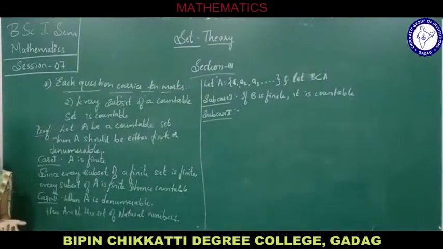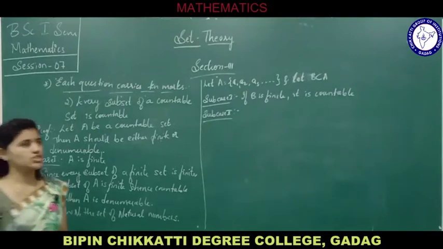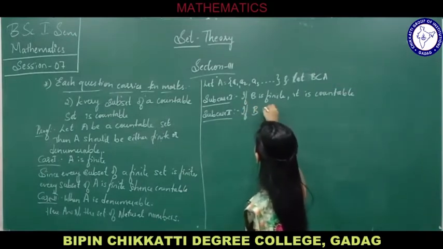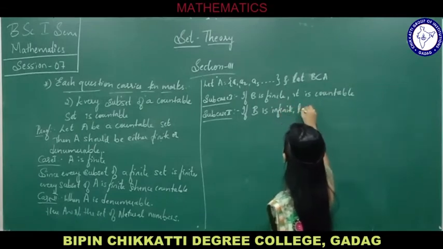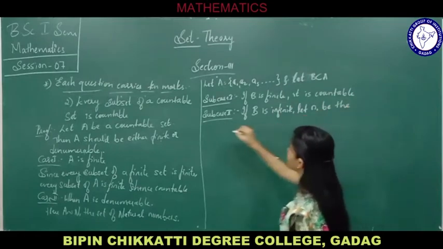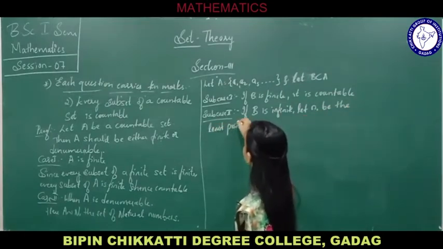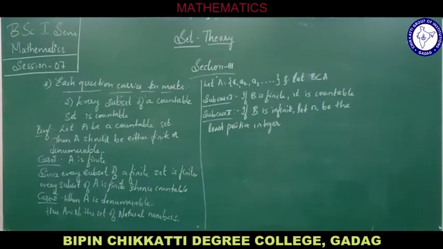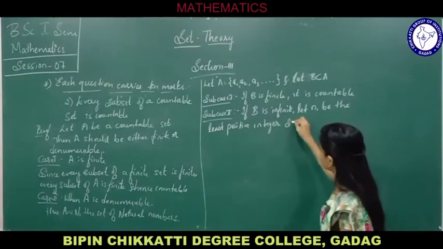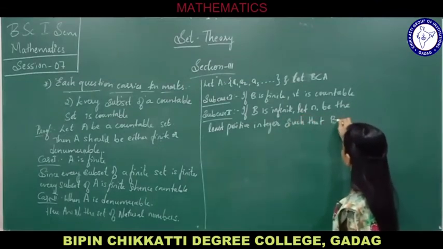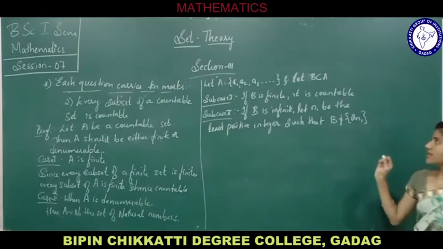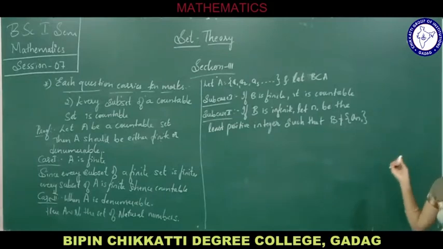How are we going to prove it when B is not finite? If B is infinite, let N1 be the least positive integer such that An1 belongs to B. Since B is infinite, B is not equal to An1.